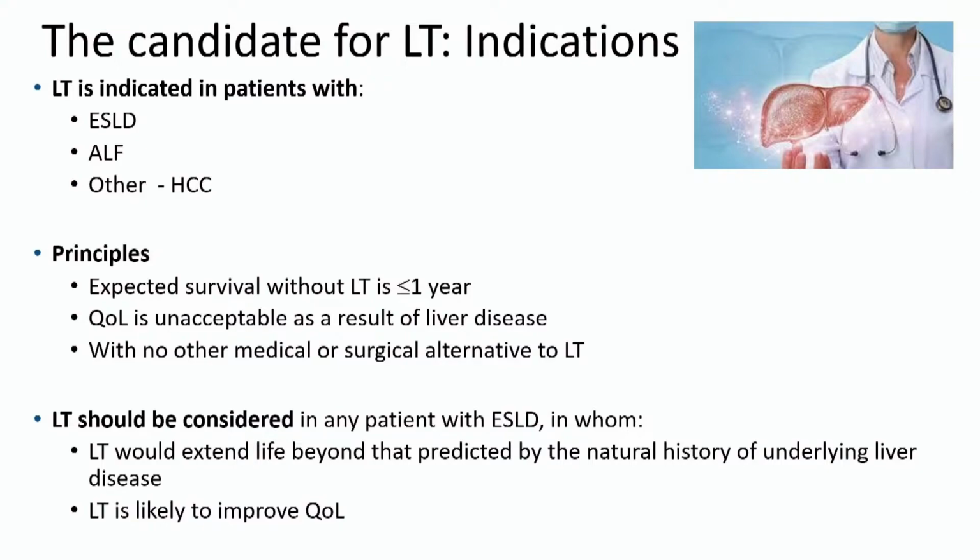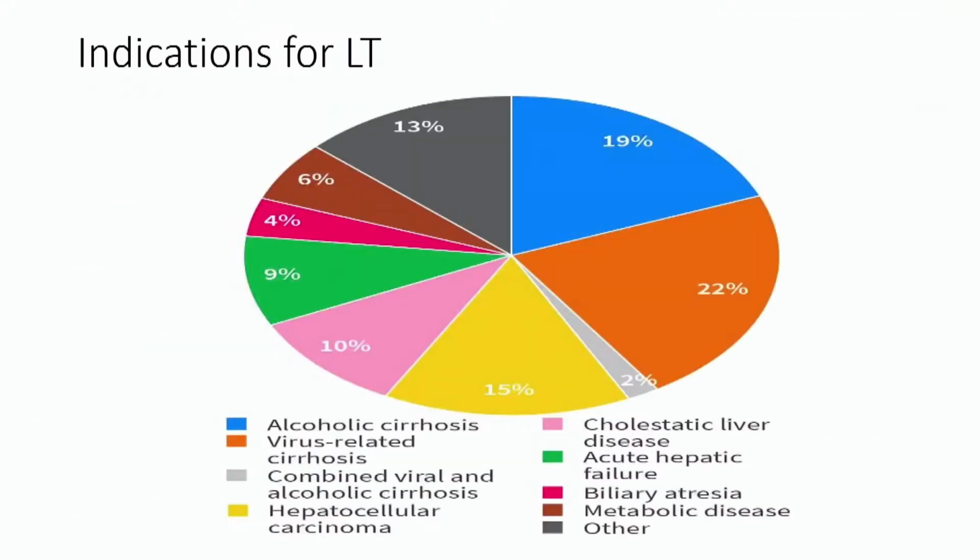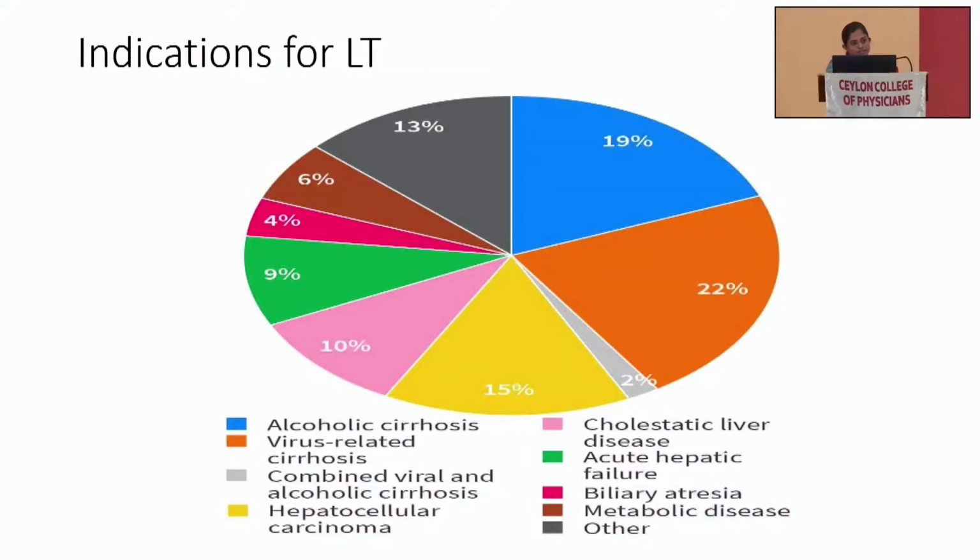If liver transplantation would extend life beyond that predicted by the natural history, or if liver transplantation improves the quality of life, then those are the ideal patients. Then we move on to the indications. More than 90% of liver transplantations are for end-stage liver disease, and there are a few remaining causes. It can be 9% for acute liver failure conditions, and there are other less common causes.